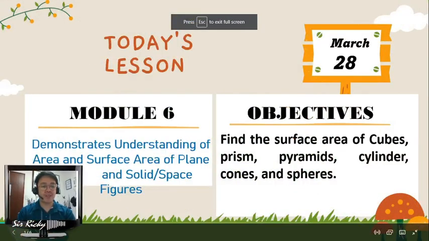For today's lesson, I will be discussing your module number 6, demonstrates understanding of area and surface area of plane, solid, or space figures. For the objectives of this video lesson, you are going to find the surface area of cubes, prism, pyramids, cylinder, cone, and sphere. Are you ready?